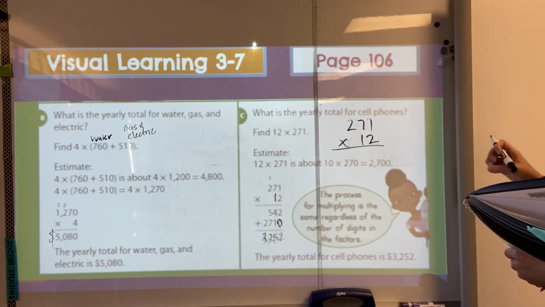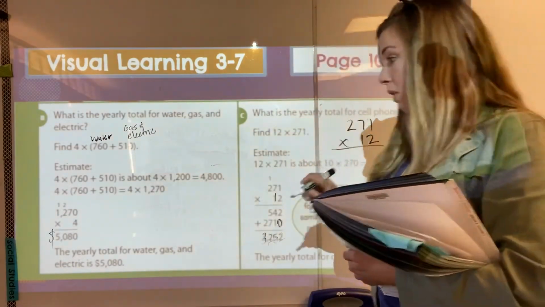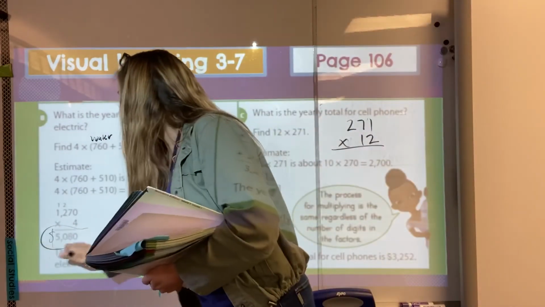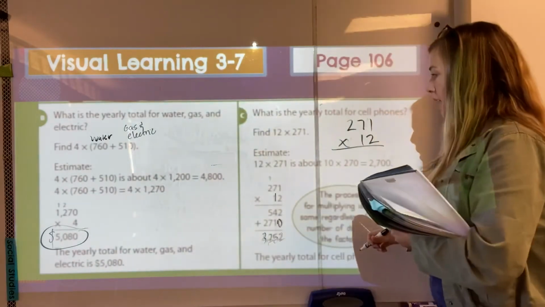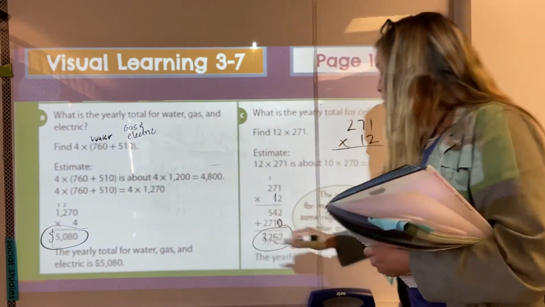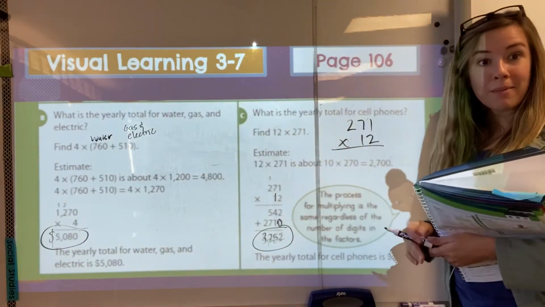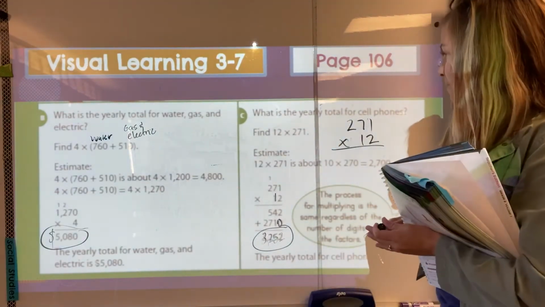We didn't even have to add them together, so that's nice. So for the first question, it said, what is the yearly total for water, gas, and electric? Well, we've got our answer there, $5,080. And then we have $3,252 for the cell phone. It's a lot of money when you look at it over a year.